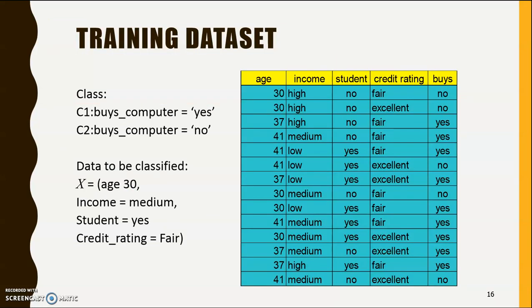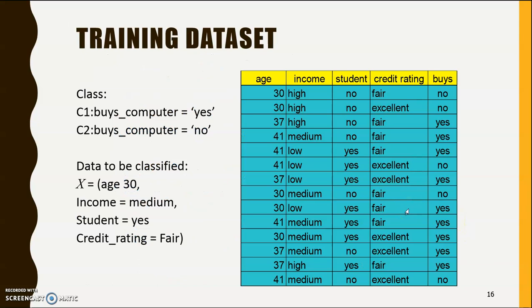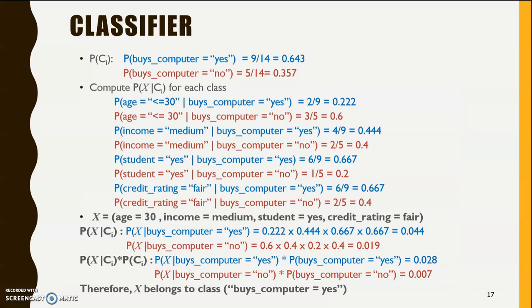So here's a training data set for you to do some exercise. This is an example, and this is how the calculation goes. Please try this and test your understanding of how naive Bayes works. So that's it for this technique, which is naive Bayes, part 2 of this video.